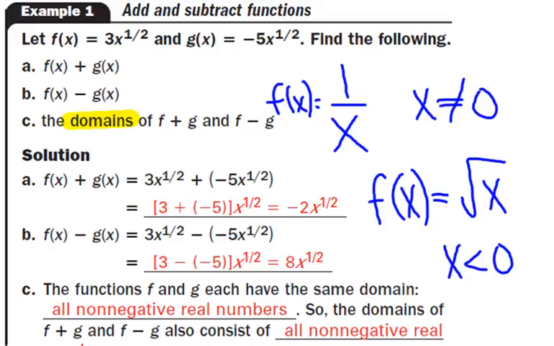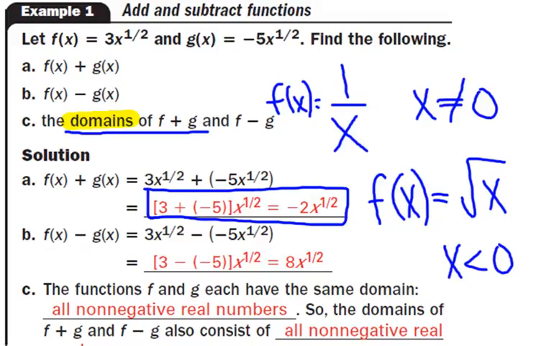So when they ask you for the domain of f plus g, when you get a simplified answer like this, they're asking you, are there any restrictions? And here, there are, because I have a square root. So there's just an x inside the radical sign. So just like this, the domain is everything as long as x is greater than or equal to 0.